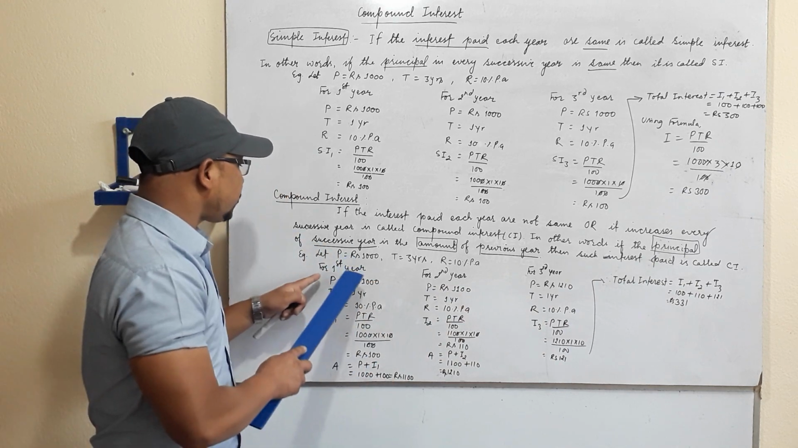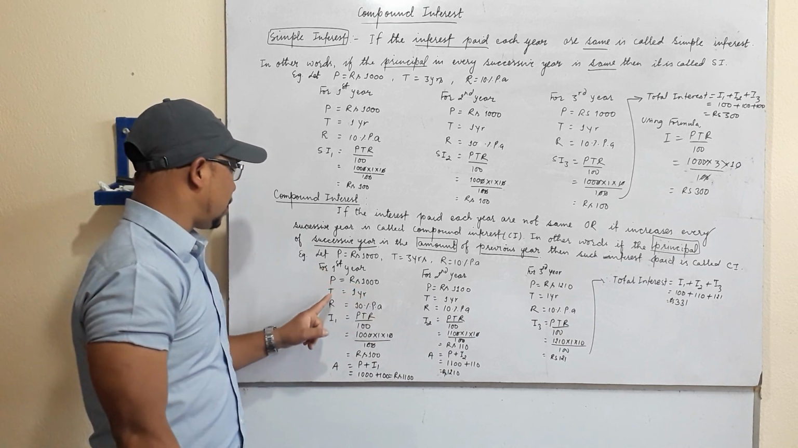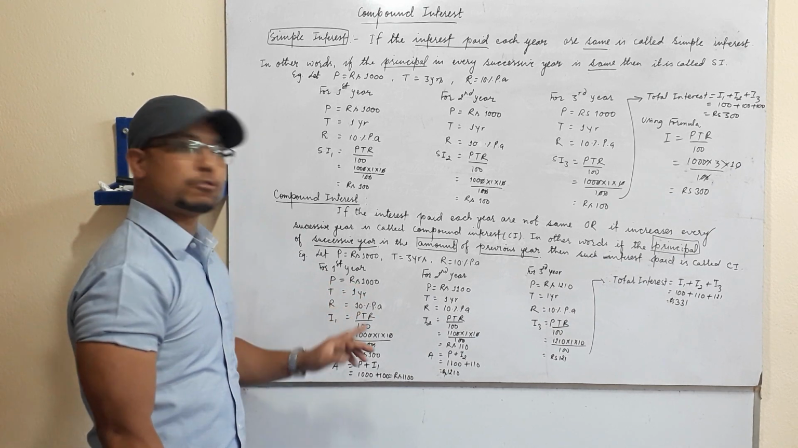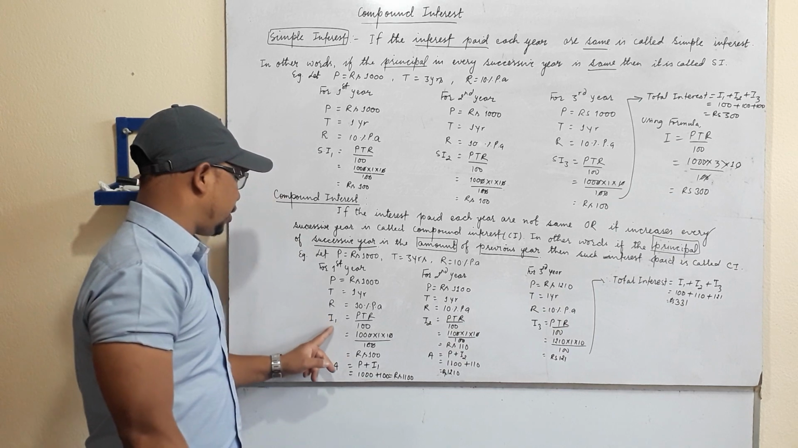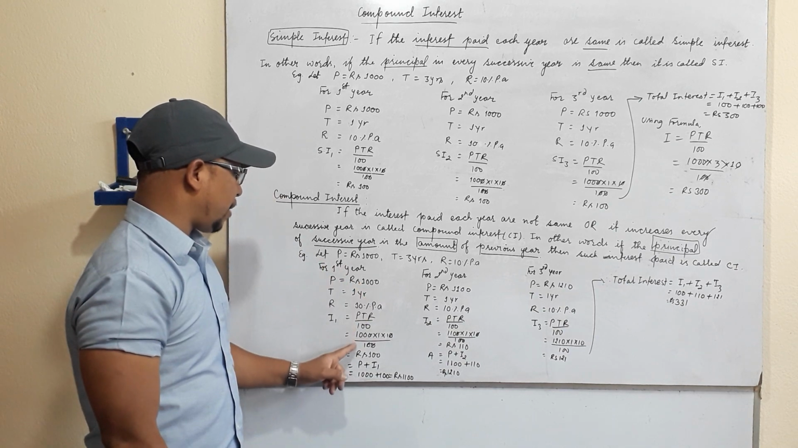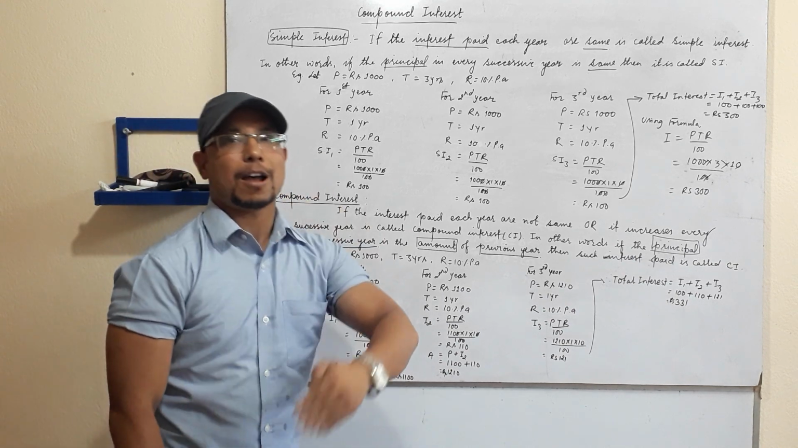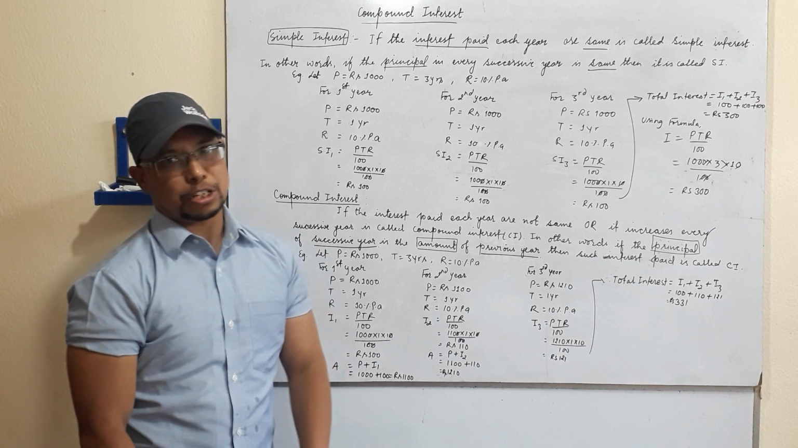Now say for the first year, principal equals 1000, time equals 1 year, and rate equals 10% per annum. So your interest I1 equals the simple PTR by 100. So with PTR by 100, you will get 100 rupees as interest. So in the first year you have to pay 100 rupees as the interest.